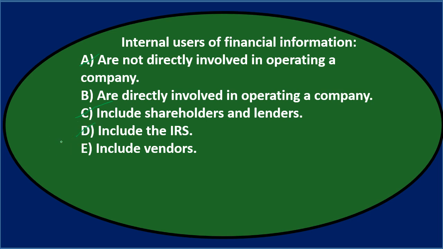And then E says include vendors. And you say, vendors, we're involved with vendors on a day-to-day business. That's who we typically purchase from. So I'll keep that for now. We'll keep B and E, go through it one more time.